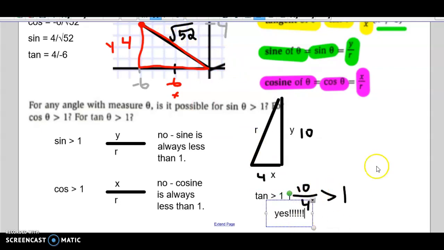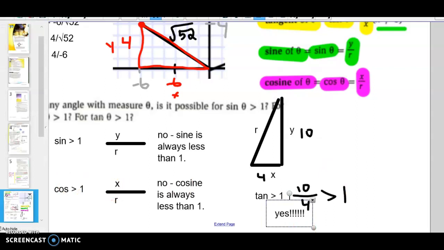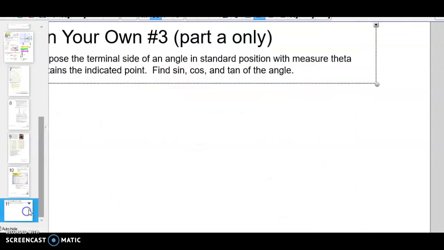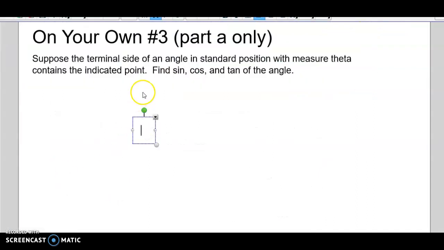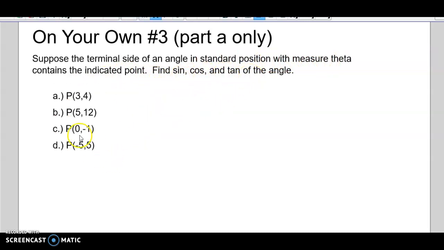Okay? So the last thing we're going to do here is I'm going to give you some time to work on this problem. Oh man, I forgot to write the problem in, so let me type it in. What you're going to be doing is: suppose the terminal side of an angle in standard position with measure theta contains a point. You're going to sketch the point and find the sine, cosine, and tangent of that angle. So here are your problems.